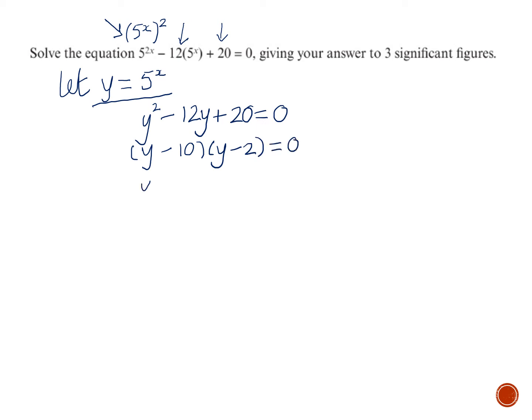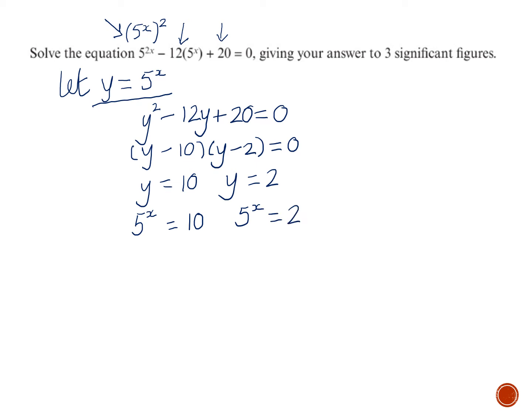So I get 2 answers for y, so I get y equals 10 and I get y equals 2. Now do remember, we've then got to work out what the value of x is because my original equation didn't have y's in, it had x's in. So now I've got to replace back in my substitution. So y equals 10 is equivalent to saying 5 to the x equals 10 and y equals 2 is equivalent to saying 5 to the x equals 2.